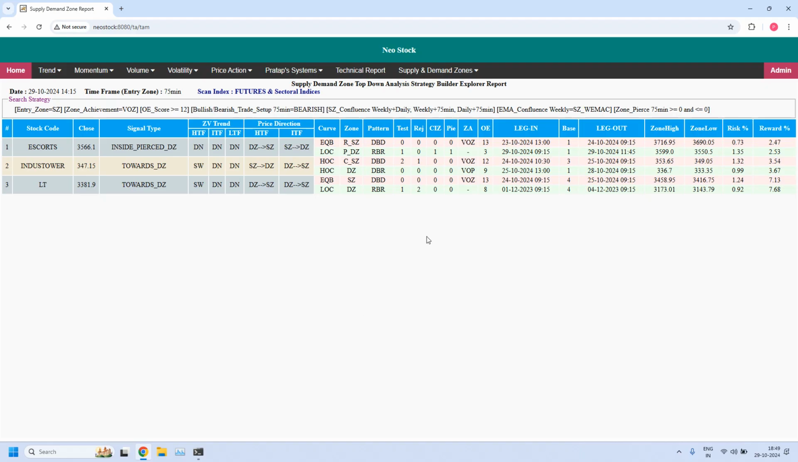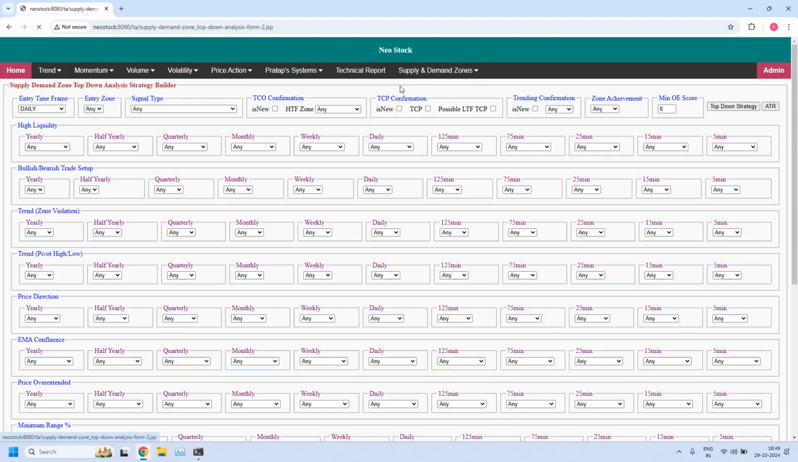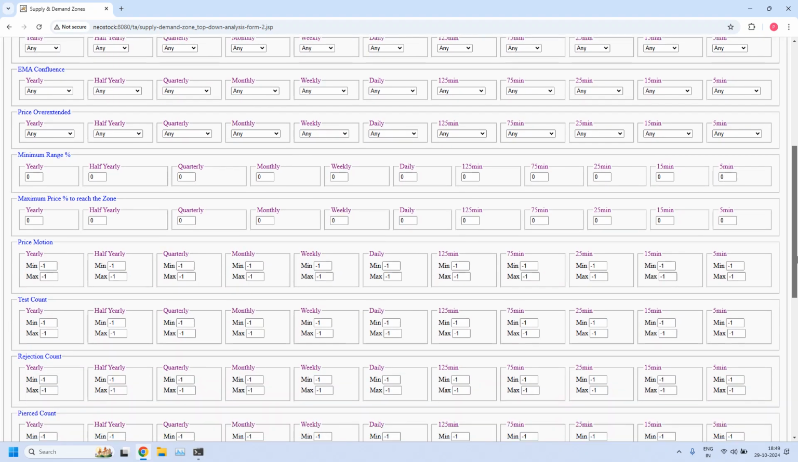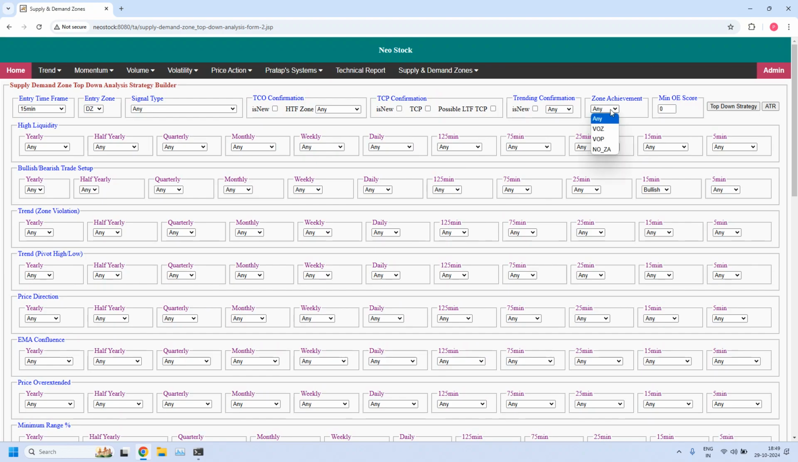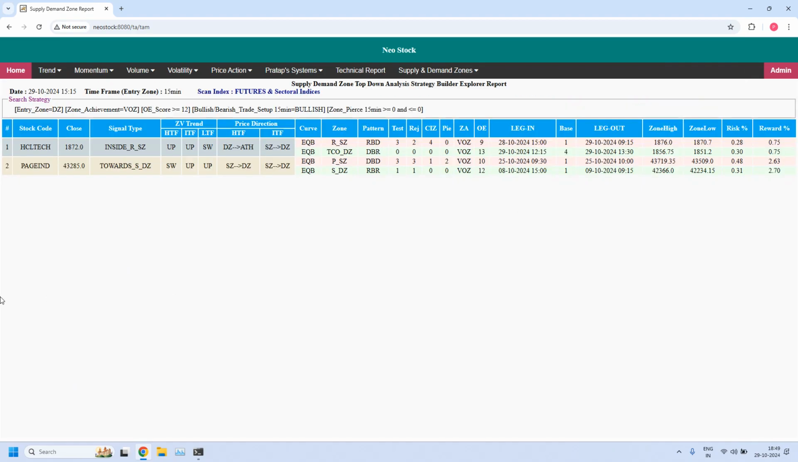Okay, next let us look for bullish trade setup for daily income trade, that is entry time frame 15 minutes, entry zones. Demand zone in bullish or bearish trade setup at 15, I am selecting bullish. The 15 minutes demand zone should not be pierced. So in 15 minutes time frame, minimum value I am setting 0, maximum value I am setting 0. Zone achievement is violated opposing zone, minimum odd enhancer score is 12. With all the 3 filters, we got 2 stocks.